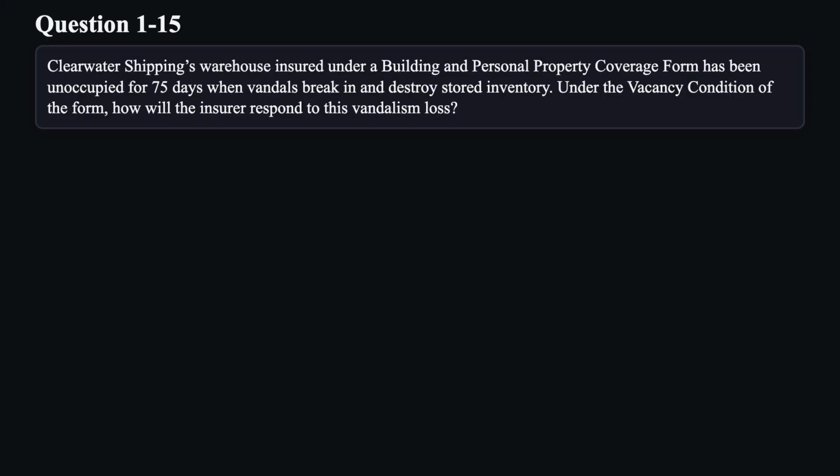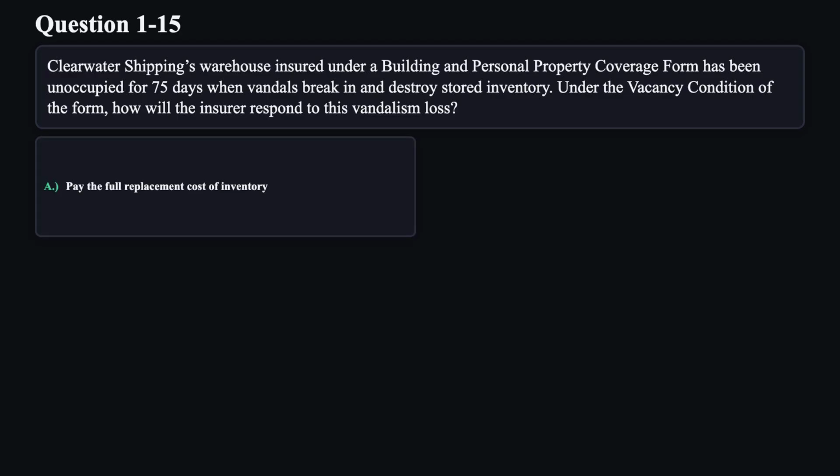Question 15. Clearwater Shipping's warehouse insured under a building and personal property coverage form has been unoccupied for 75 days when vandals break in and destroy stored inventory. Under the vacancy condition of the form, how will the insurer respond to this vandalism loss?